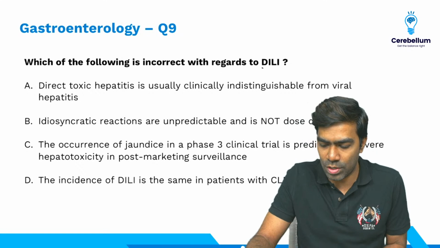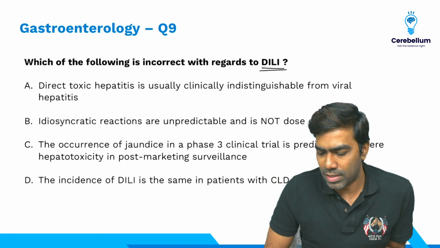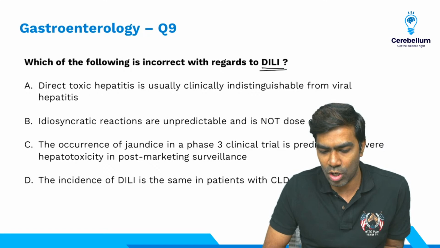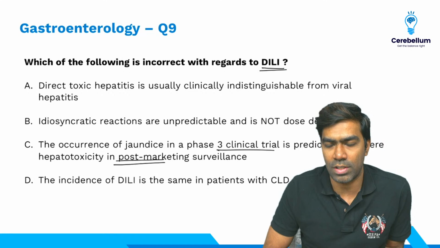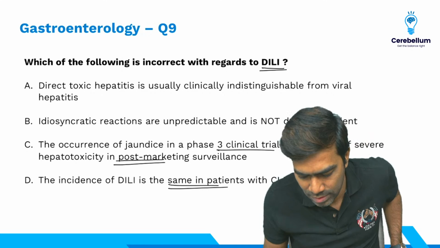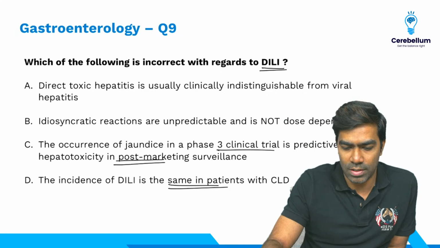Direct toxic hepatitis is usually clinically indistinguishable from viral hepatitis. Idiosyncratic reactions are unpredictable and not dose-dependent. The occurrence of jaundice in a phase 3 clinical trial is predictive of severe hepatotoxicity in post-marketing surveillance. The incidence of DILI is the same in patients with chronic liver disease. Which of the following is incorrect with regards to drug-induced liver injury? So what is your answer? I'm waiting for your answers.